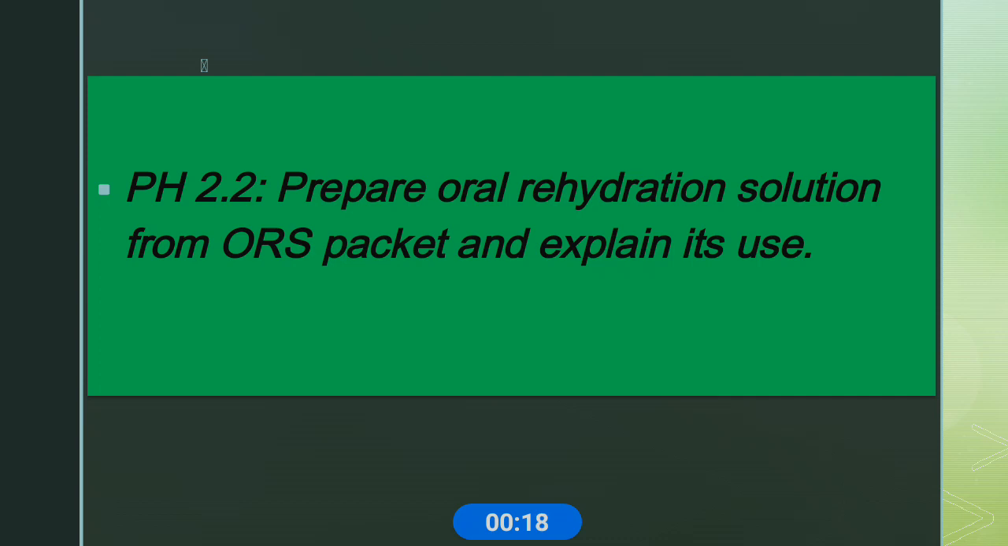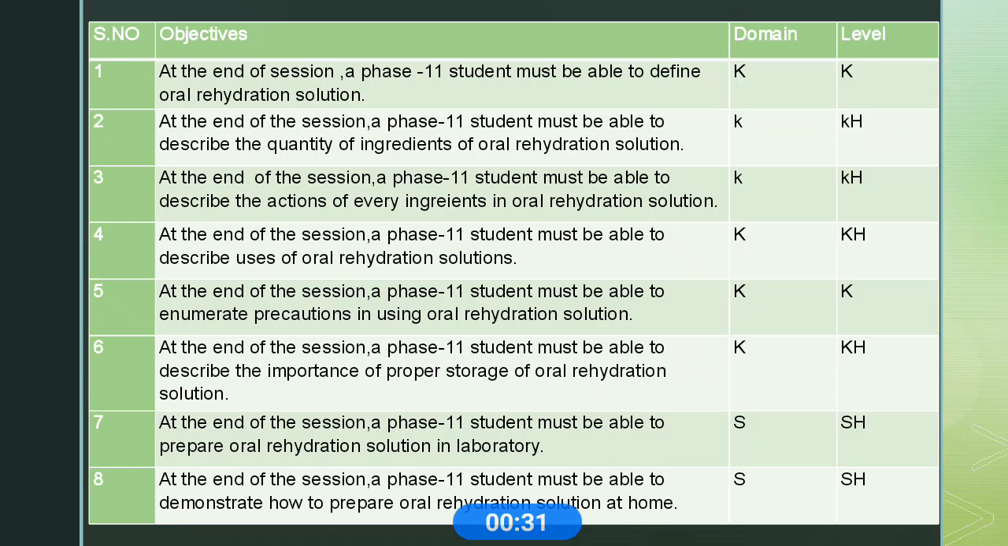These are included in your syllabus as PH 2.2: prepare oral rehydration solution from an ORS packet and explain its use. So these are the learning objectives.